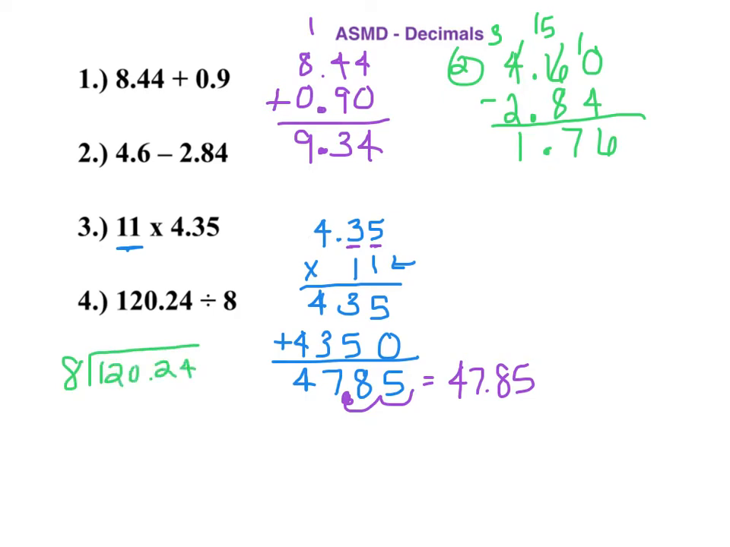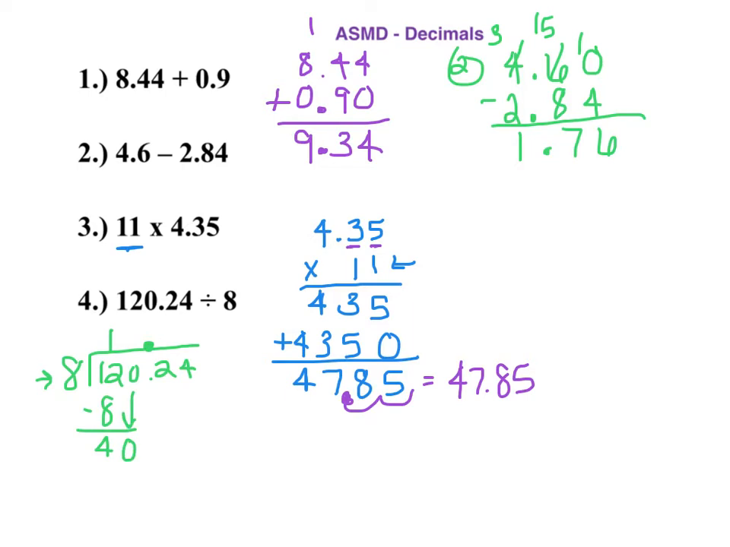120.24 divided by 8. I don't need to move any decimals since my 8 is already a whole number. So I just bring the decimal above the division bar. 8 goes into 12 one time. 1 times 8 is 8. Subtract, we get 4. Bring down the 0.